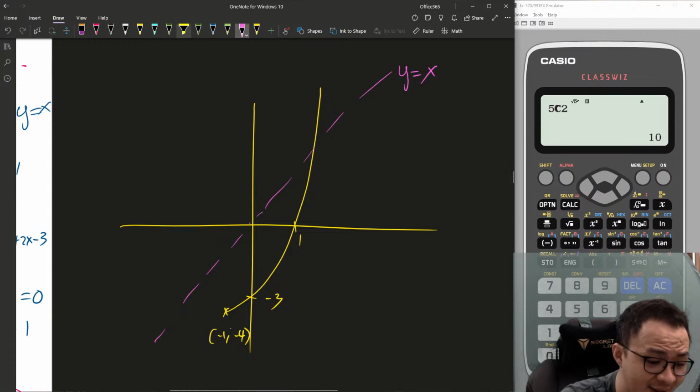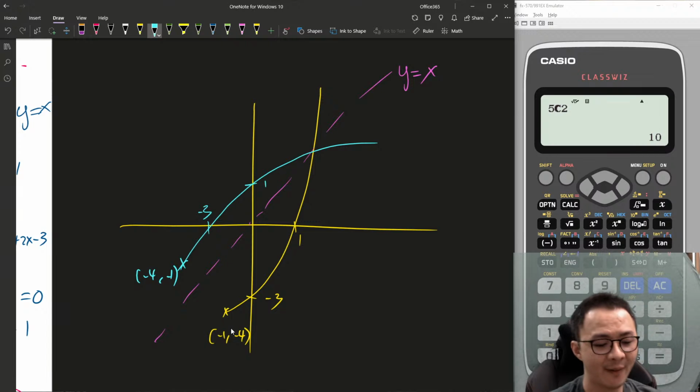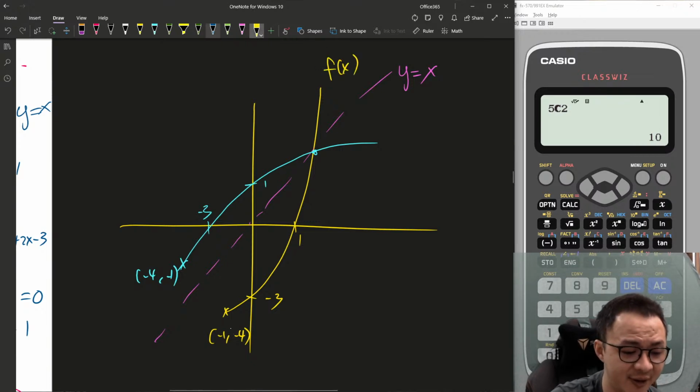Then for my other line, let me choose a bright color. It passes through (-3, 1), and this coordinate here will be (-4, -1). They will always intersect at the line y equals x. Then please label it: this is f(x), this is f inverse of x.